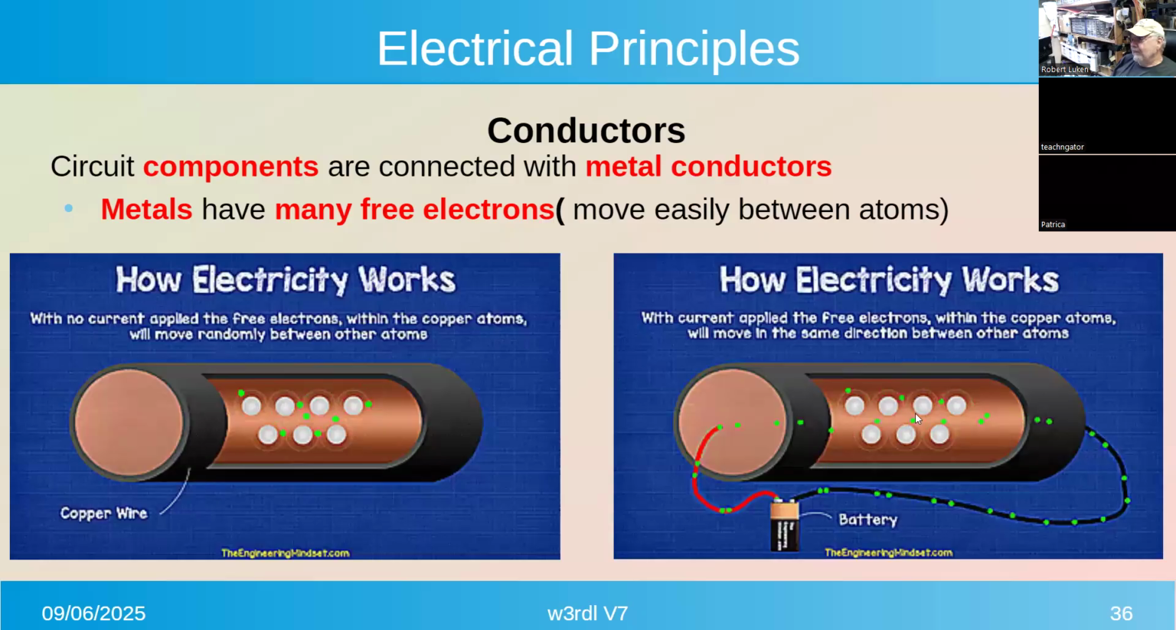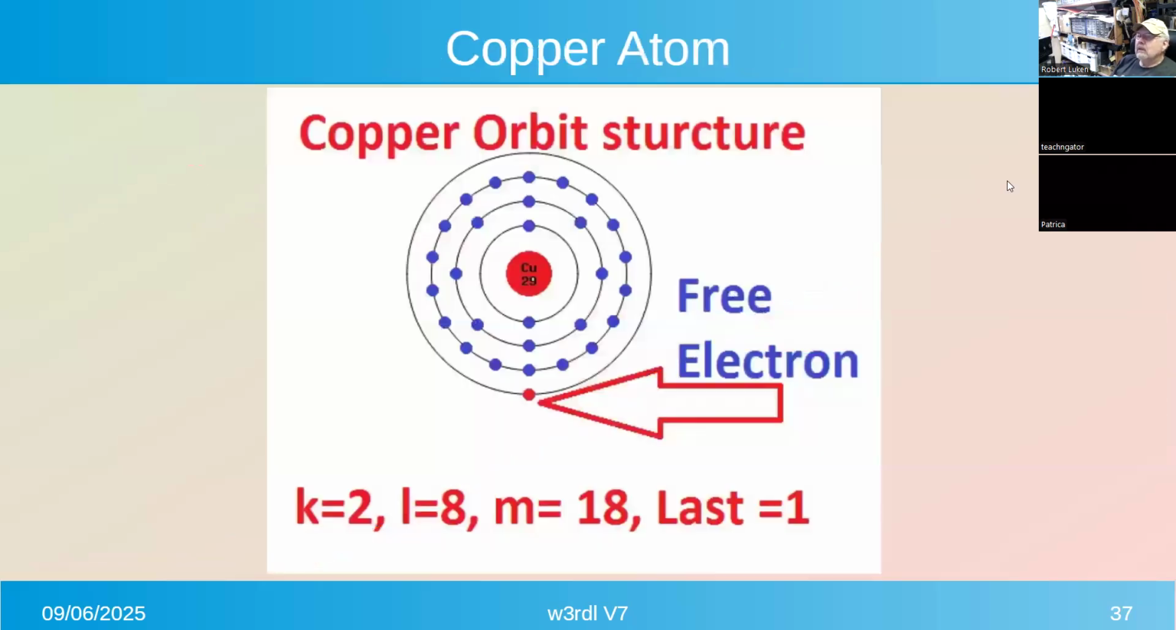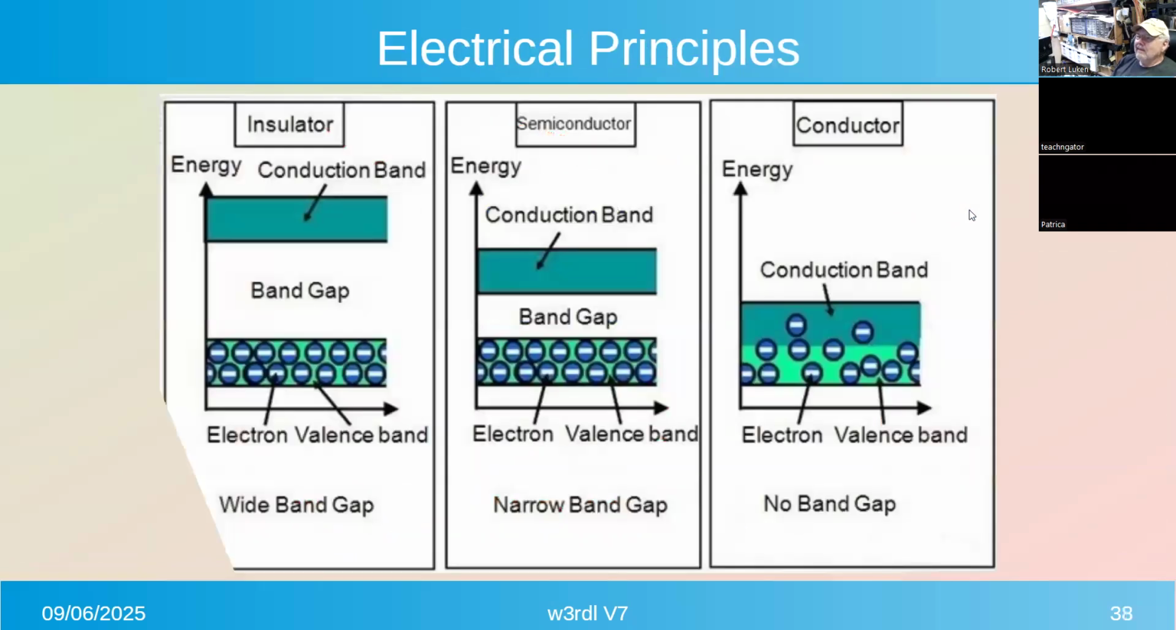So when you apply that voltage, creating that electric field and the force, that creates current flow, which is those electrons moving. Again, the copper atom, which we talked about. And then I probably need to take these out because they're redundant.